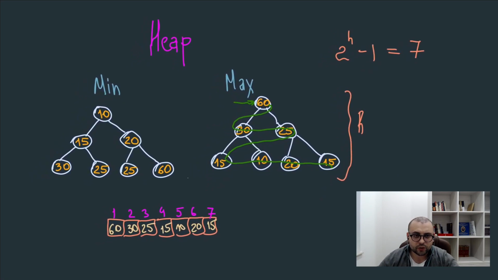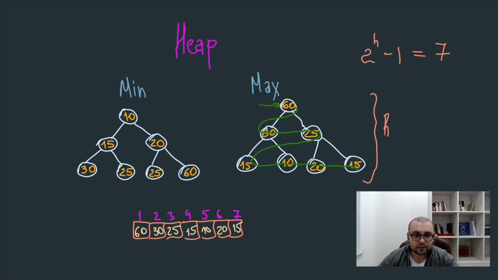Out of this information, we need to figure out what's the parent and what are the left node and the right node. For example, how can we quickly find the parent of the element at position 7, 15? There is a formula for that. Usually it's 7 divided by 2, or index divided by 2. For that, it will be 3, so it will be 25. Yeah, this will be the parent.